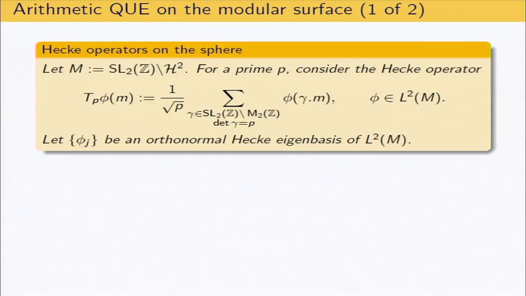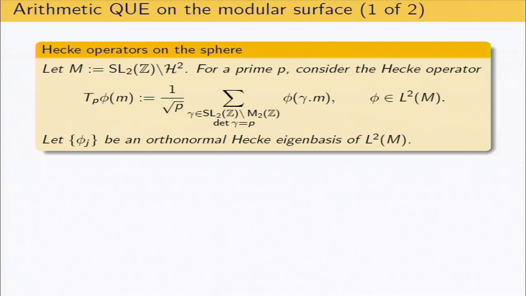And I have 2 slides left for the remaining few minutes, which is about arithmetic quantum unique ergodicity on the modular surface. So here I define the usual Hecke operators. SL2R acts on the upper half plane by fractional linear transformations, and then out of determinant P integral matrices modulo determinant 1 matrices, I can form P plus 1 Hecke points just as before on the surface and scale them with the usual 1 over square root P factor.